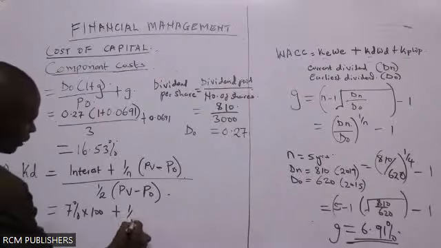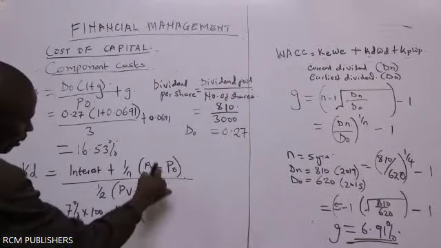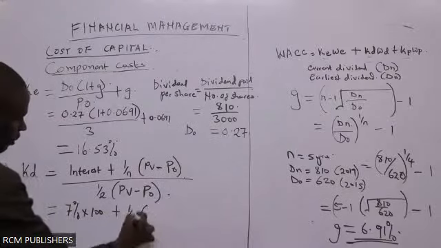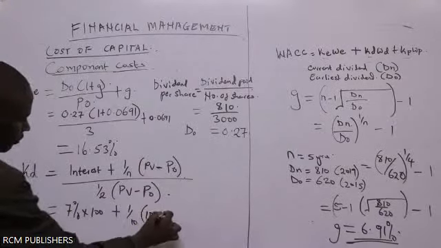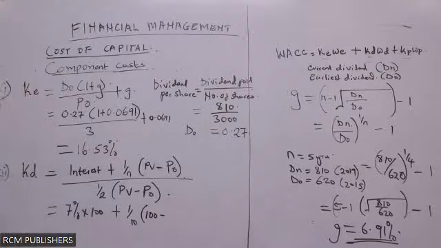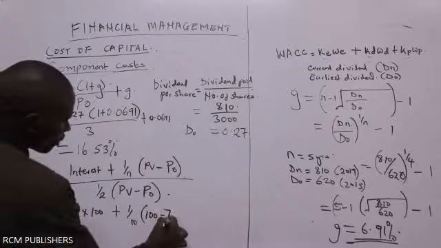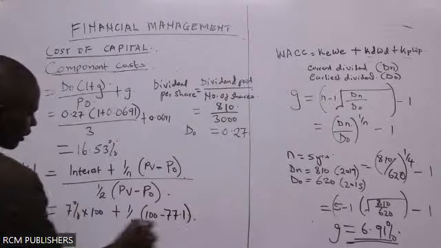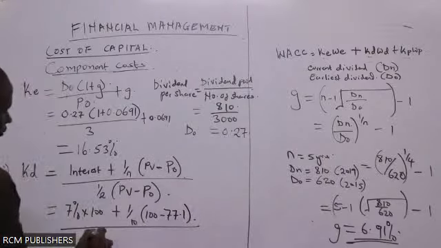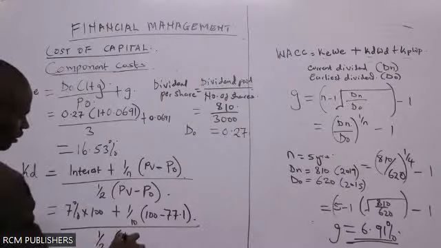10 years. Then remember these, you have to multiply by the difference. My par value is 100. And then my market value, how much is it? Market value, how much have we been given? Is it 77.1? Yeah, 77.1. So you subtract 77.1, and then you divide by half of the summation of 100 plus 77.1.